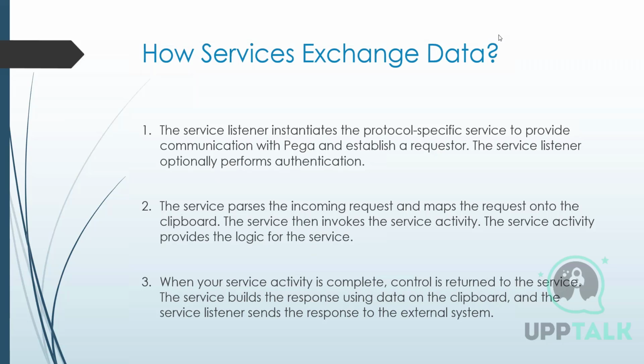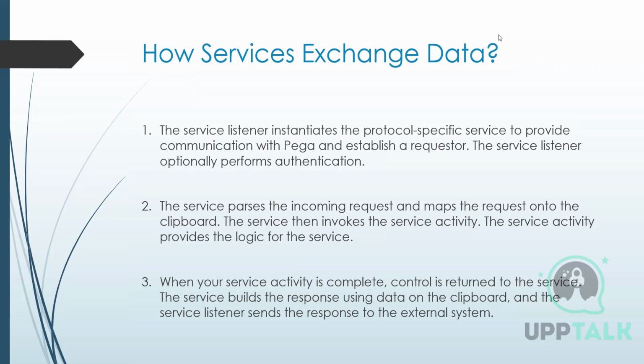What is required is the unique identifier for that customer. It could be a customer ID or something. The customer ID is received, and it is taken from the request and mapped onto your application's clipboard. Once the data is on the clipboard, I can manipulate it using the activity, and we call it a service activity. The service activity will do all the required business logic, probably retrieving, gathering or manipulating information. Once your service activity is complete, my data is again on the clipboard.